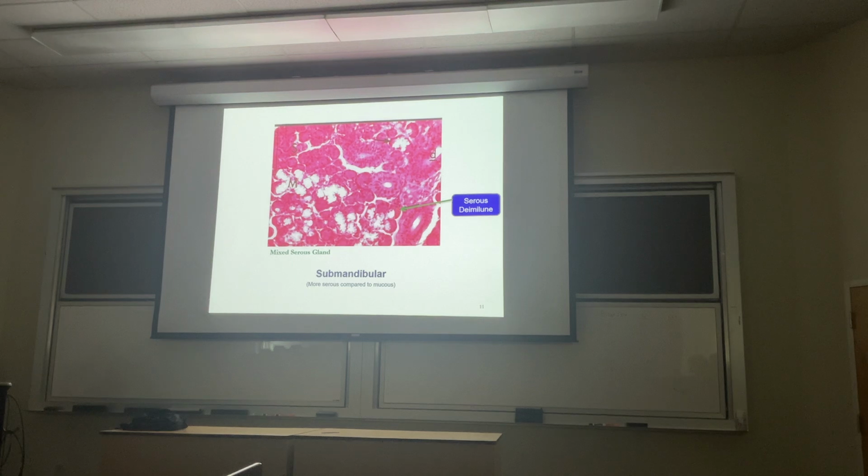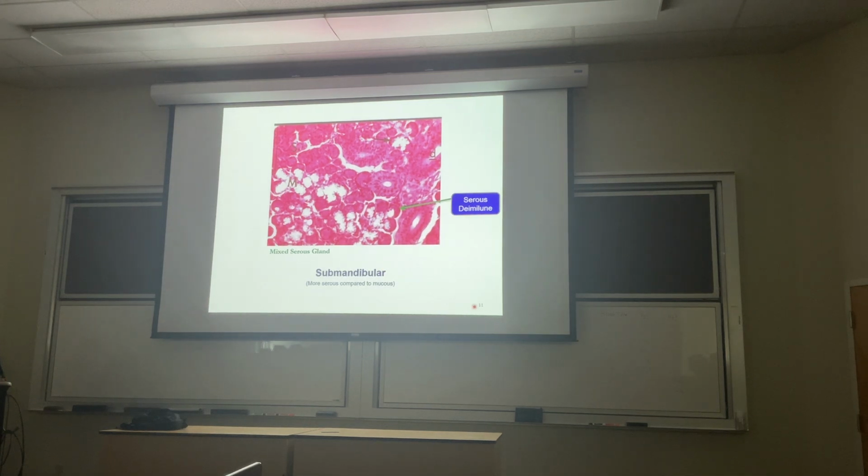We see several. Here's a serous demilune, here's another, and another, here's one here, here's one here. Those are little caps of serous over mucus tissue. They would be in any mixed tissue, either mixed serous or mixed mucus.